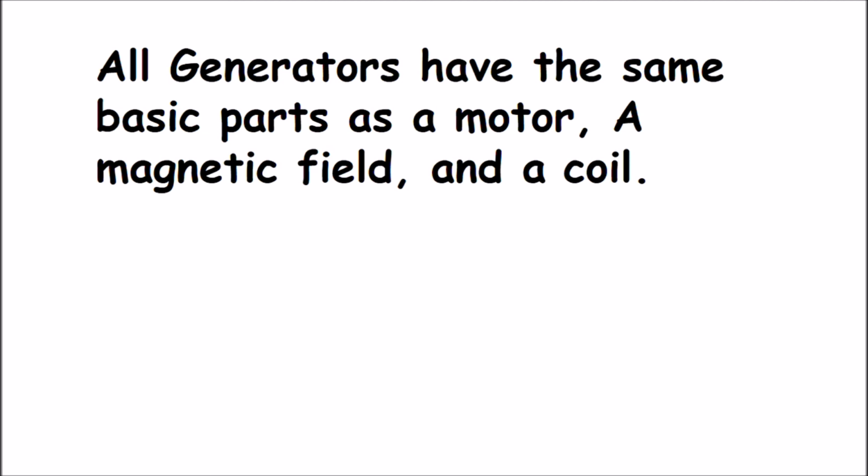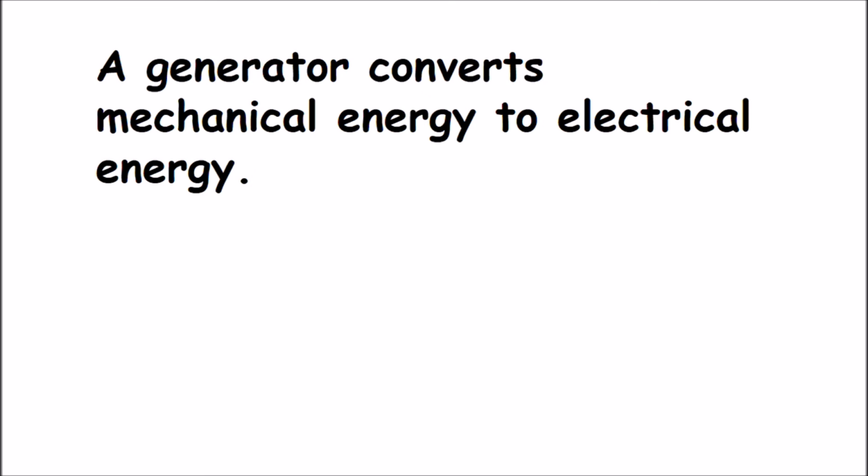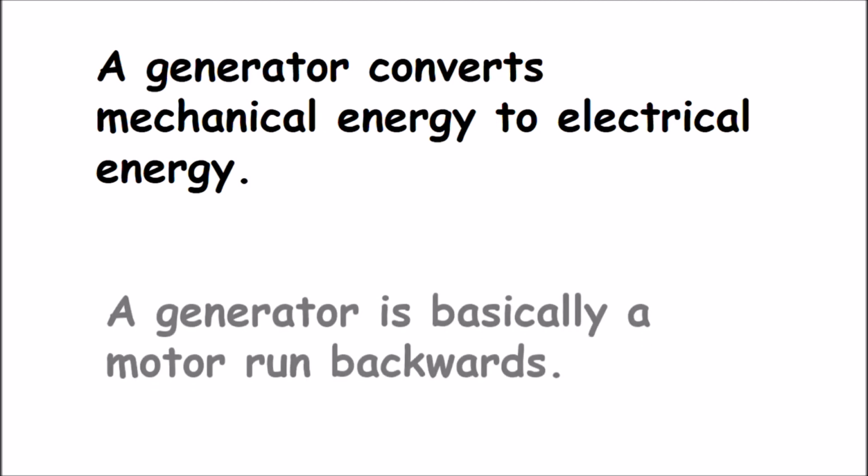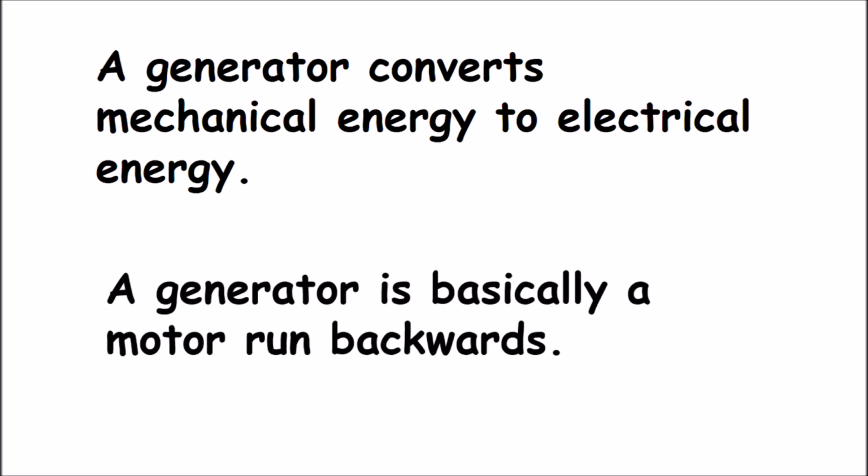So to summarize everything that we just saw, all generators have the same basic parts as a motor, a magnetic field and a coil. A generator is converting mechanical energy, something is physically making the magnet move back and forth, to produce electrical energy. A generator is basically a motor run backwards.